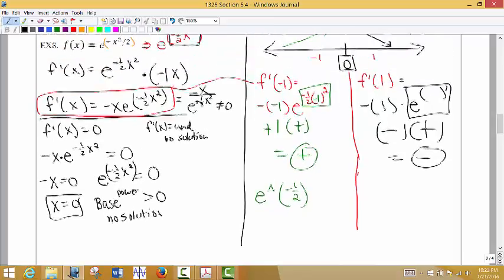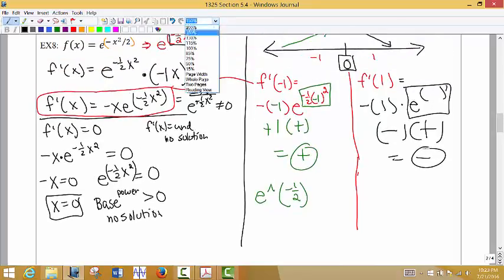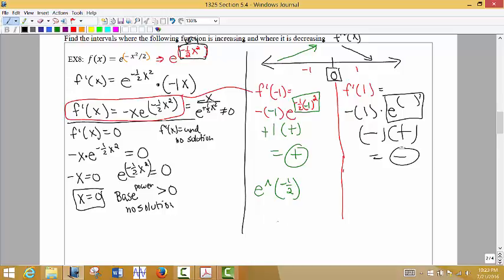All right. So our question was, where are we increasing, where are we decreasing? So we'll scoot down just a little bit. Let me zoom out just a tad so we can have a little more room. So where's the function increasing? Well, it's increasing from negative infinity to 0.